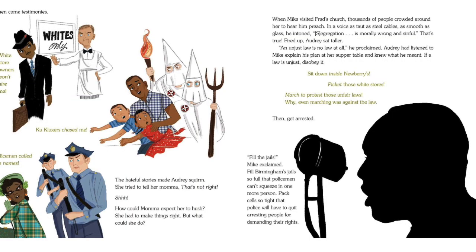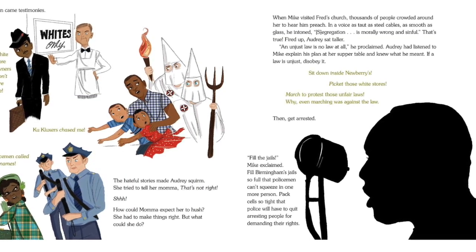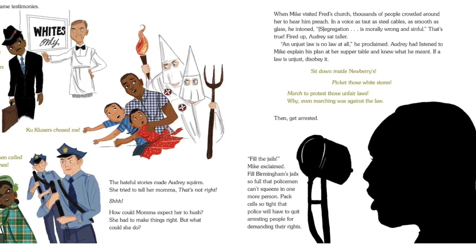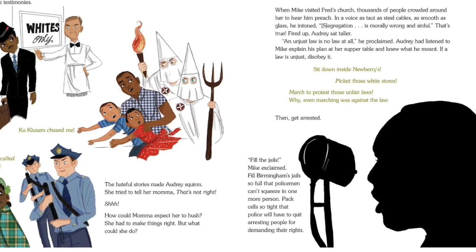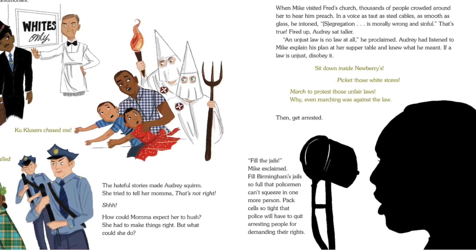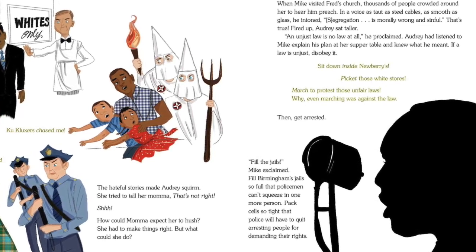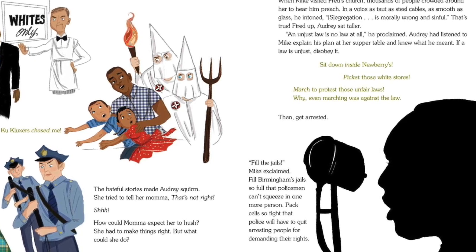So here's another page from Cynthia Levinson's book. And this one talks about when the people actually went to protest, what they talked about in their testimonials. So one says, "White store owners won't hire me. Ku Kluxers chased me. Policemen called me names." The hateful stories made Audrey squirm. She tried to tell her mama, "That's not right." "Shh." Now here's the thing.